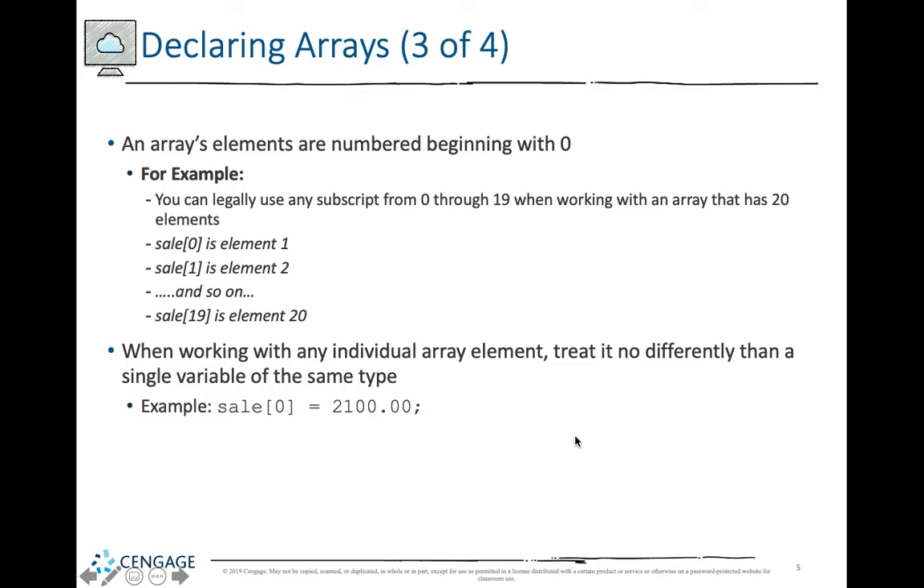Let me give you another example here. So with an array, the elements are numbered. They begin with 0. Now this is always the part that catches every developer. They think, oh, I'm going to start with 1, 2, 3, 4, and they get up to 20, and they get an array index out of bounds, because 20 is actually 21.